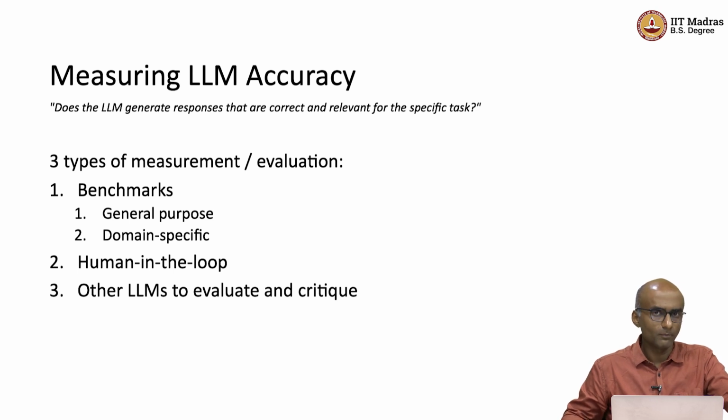So, to put it in a bit more detail, there are three types of evaluations which are possible. One would be the set of benchmarks that you can use, which are either general purpose or which are domain specific. The second would be where you can use a human, and the human looks at the output and verifies whether the output is at par with what he or she would expect if they were interacting with a human, or if the values are accurate, for instance. And the third approach would be to use other LLMs to step in and become the judge. So, evaluate and critique the output of the current LLM.